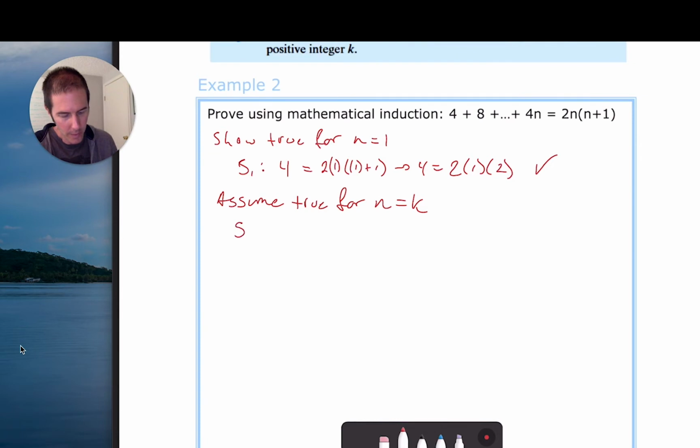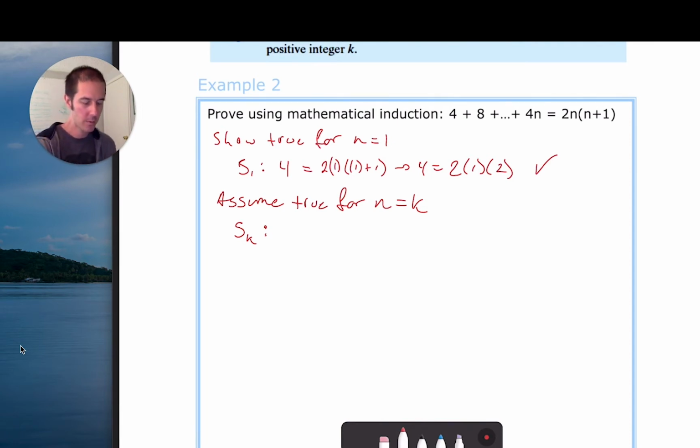When n equals k, then we're working with the kth statement. And how many terms will there be on the left-hand side of the equation? K terms. When n was 1, there was 1 term. When n was 2, there were 2 terms. When n was k, there were k terms.